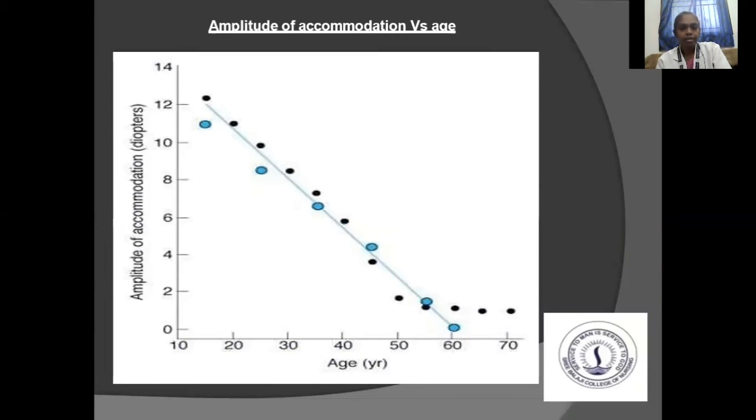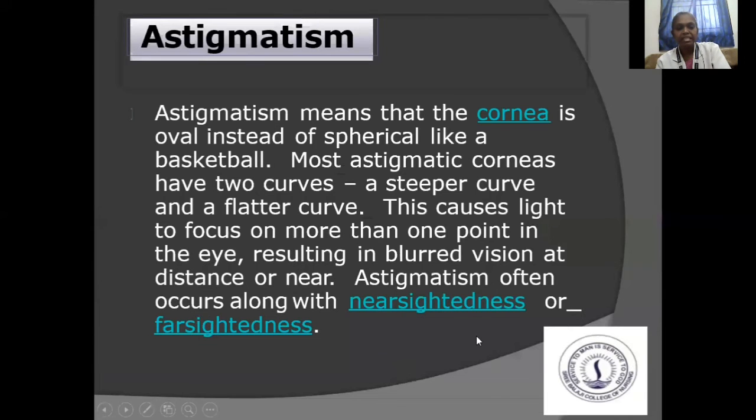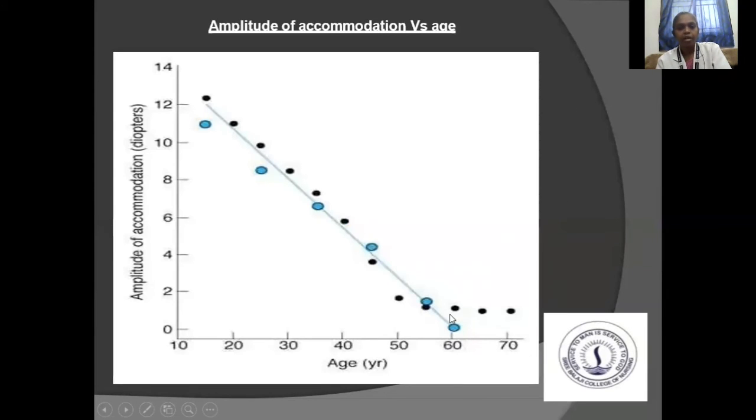As age increases, the accommodation will come down. Here at the age of 10, the normal level is 12. But as the age increases, what will happen? It will come down.